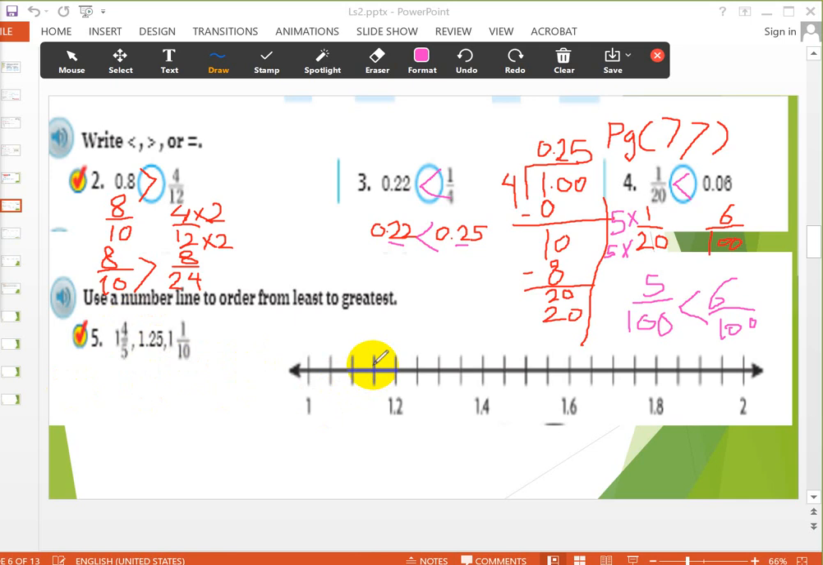Okay? So first number, look, this is easy. 1 and 0.25. I will locate the number. Look, this is 1. This is 1.2. 0.4. That's mean this is 0.1. And this is 0.2. This is 0.3. Right here. It will be. This is 0.3. This is 0.4. This is 0.5. 0.6 and etc.